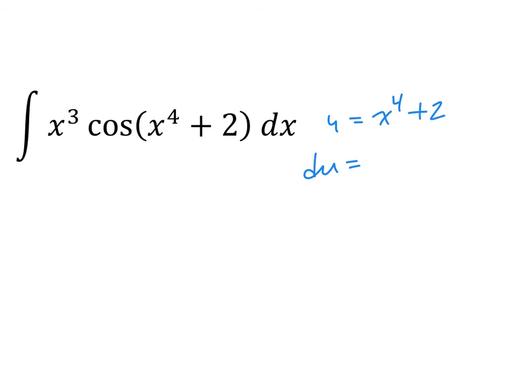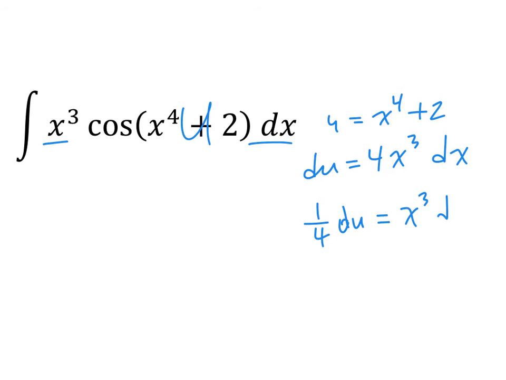Okay, then what is du? 4x^3 dx. All right, so again, make a comparison and ask yourself, how do I make them match? This part's going to be u. I just need an x cubed dx. I don't need this 4. So what should I do? Divide by 4. So 1/4 du is x cubed dx. Now I can make a direct substitution. So go ahead and solve this one.